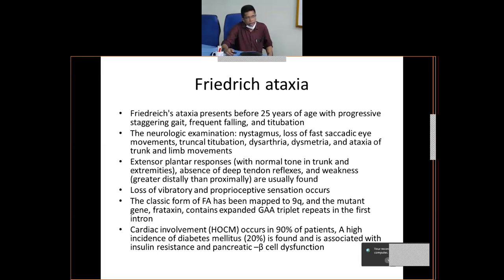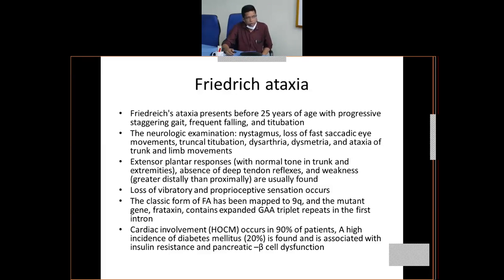Friedreich ataxia, again one hereditary disease, mostly important for MCQs. Lots of MCQs are there from this topic. It's common before 25 years of age with progressive staggering gait, frequent falls, and titubations, nystagmus, loss of saccadic movements, truncal titubation, dysarthria, dysmetria, ataxia.